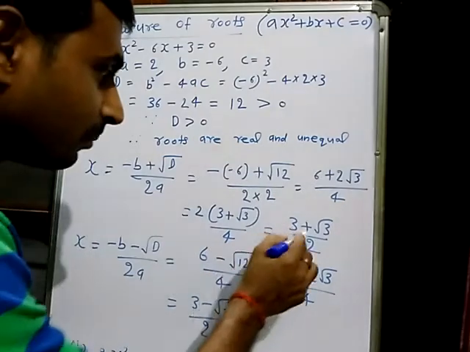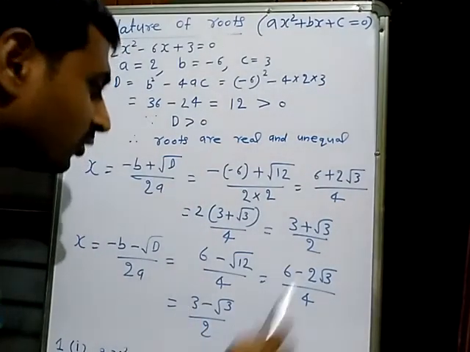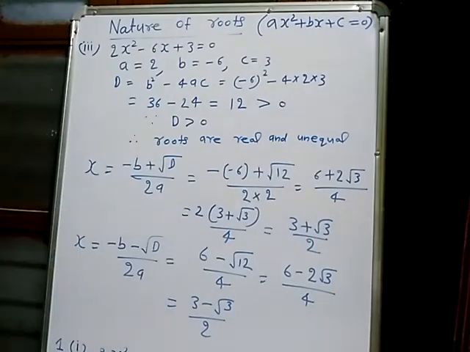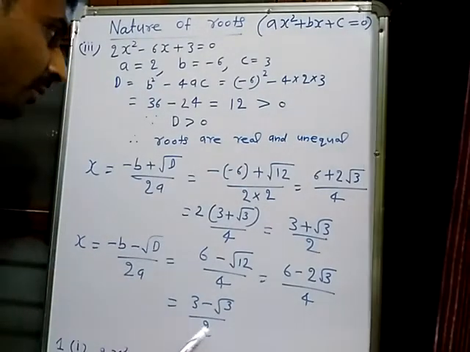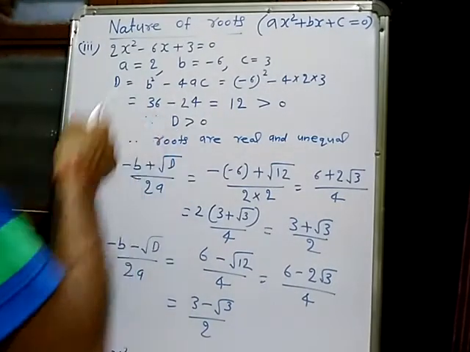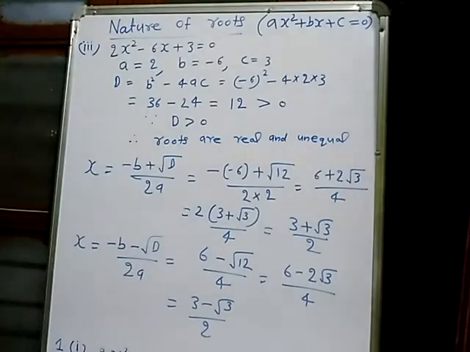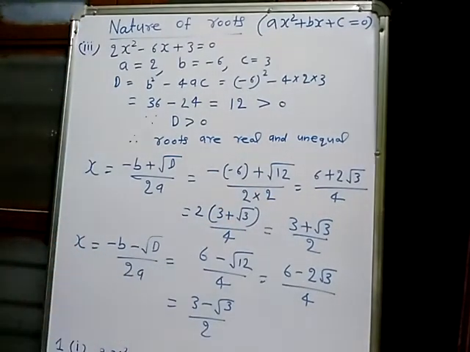If the first root is 3 plus root 3 upon 2, then what will the second be? Always 3 minus root 3 upon 2. So this is also one way to solve some multiple choice questions, a shortcut method to understand the roots. If one is 3 plus root 3 by 2, then the other must be 3 minus root 3 by 2. When D is greater than 0 but a non-perfect square number, you get irrational roots, and irrational roots are always in conjugate pairs.